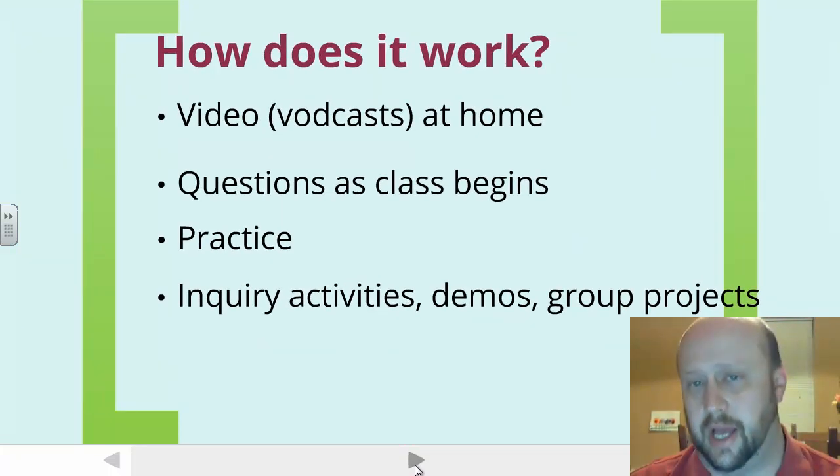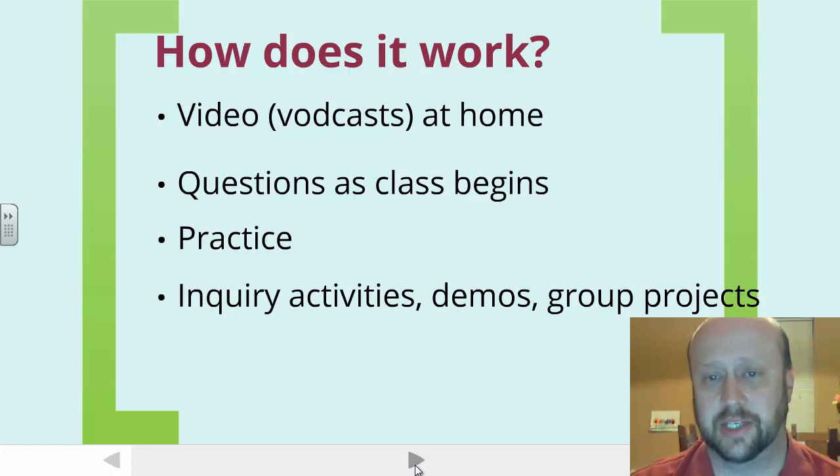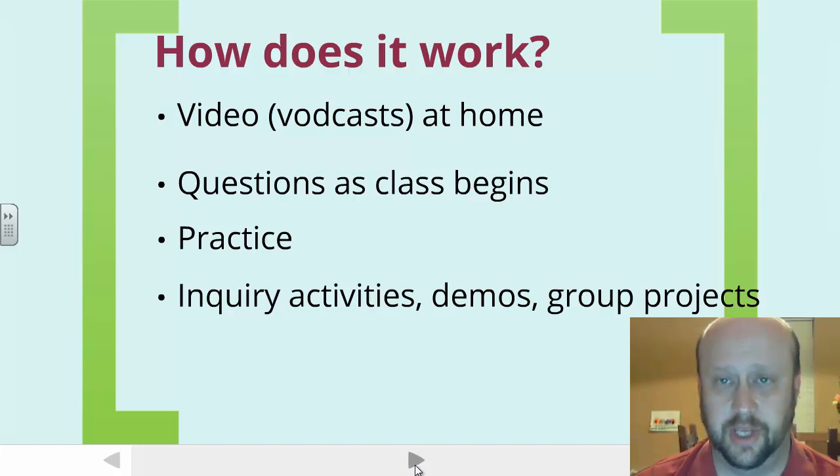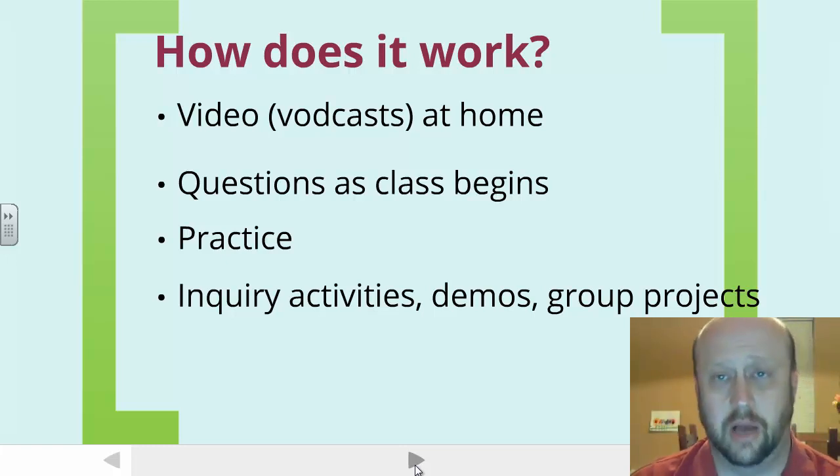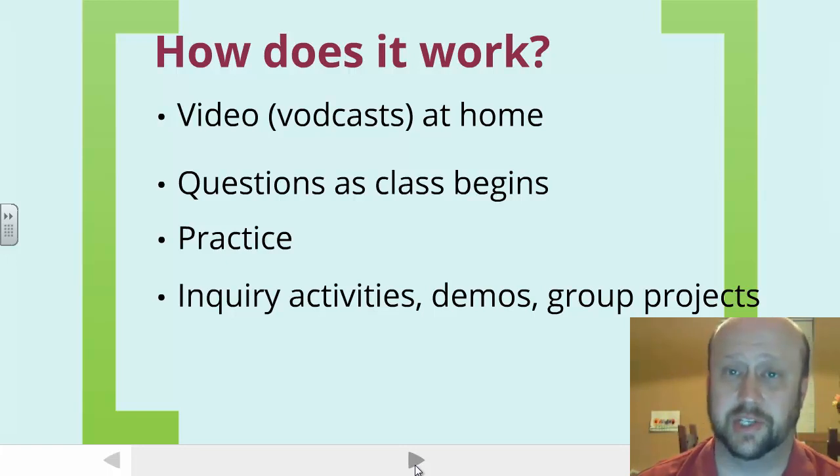So how does it work essentially? In my class, this is the way it works. Now this works differently for lots of different teachers. There are lots of different models out there. There is no one flipped classroom. So I'm going to just present the model that I use, and I think this may change next year for me.